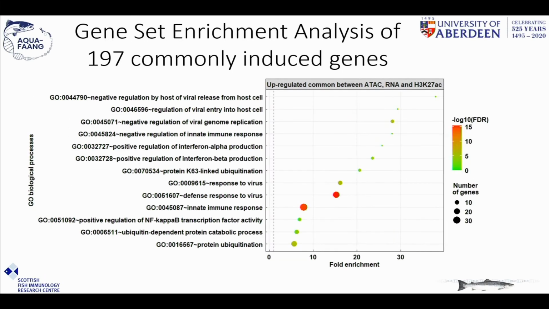So we did some gene ontology enrichment analysis. These were the GO terms that were enriched. They were all to do with antiviral responses. We had innate immune response, response to viruses, and some ubiquitination. In general, it indicated that those genes are involved in antiviral response and the activation of the innate immune system.